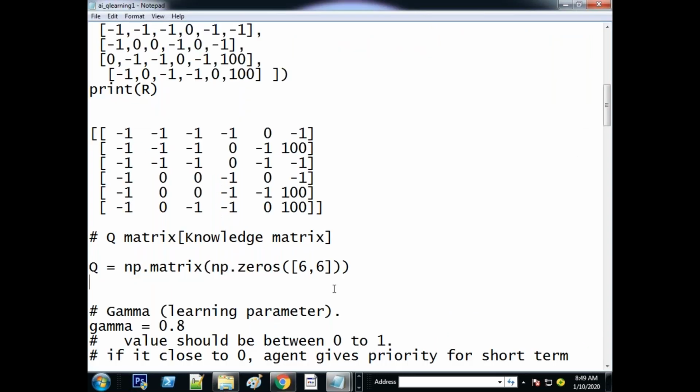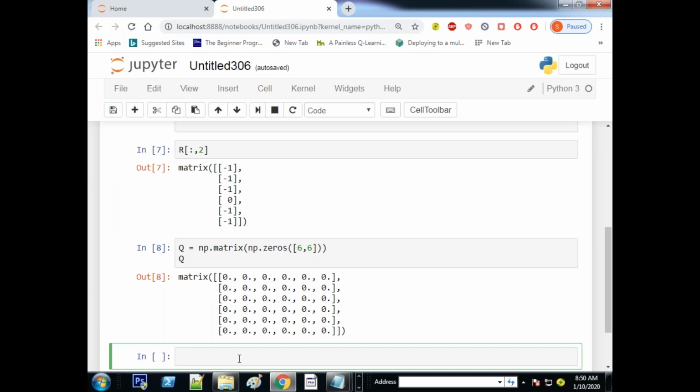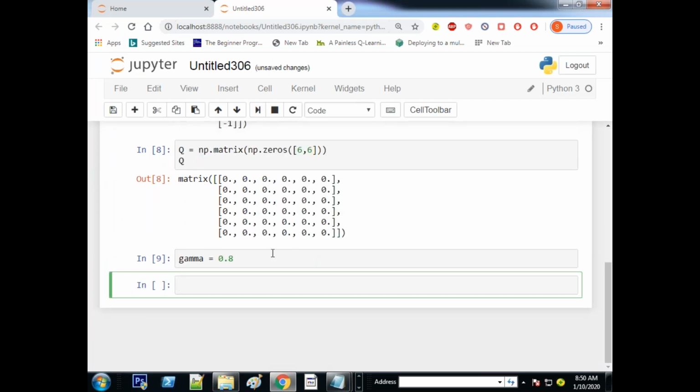Okay. The next step, you are fixing a learning parameter here. What is that learning parameter? I will give an explanation. Let's say gamma is equal to 0.8. Write the explanation for that.